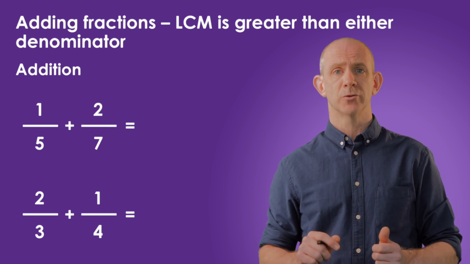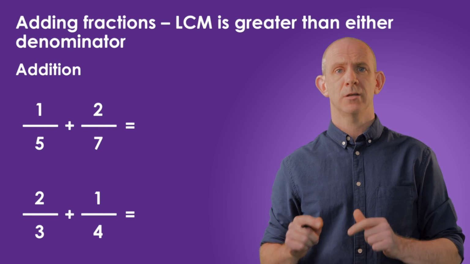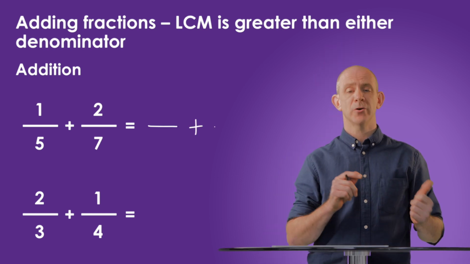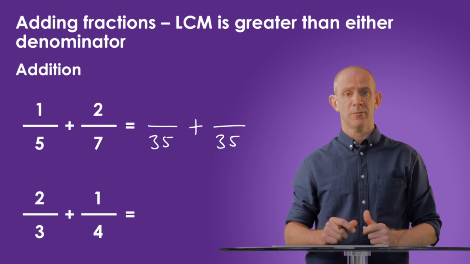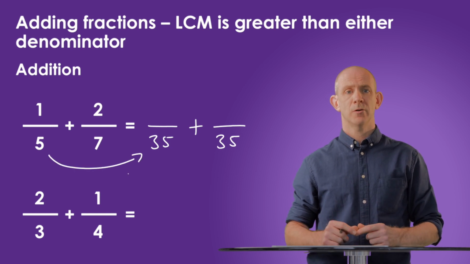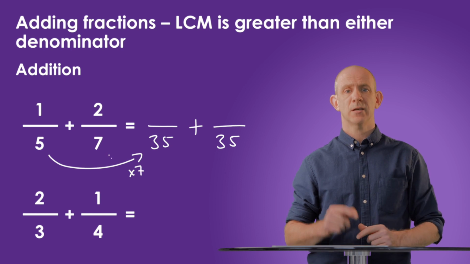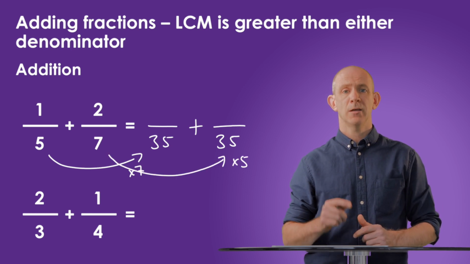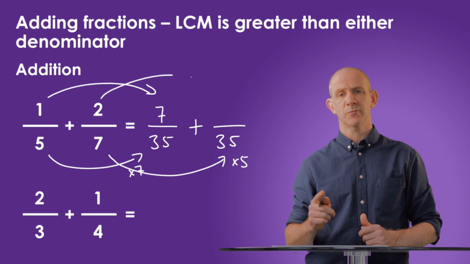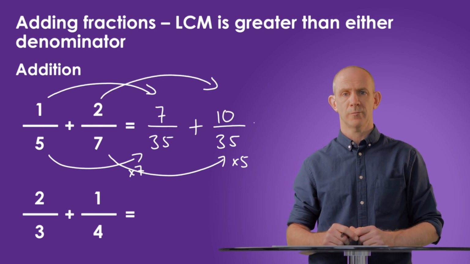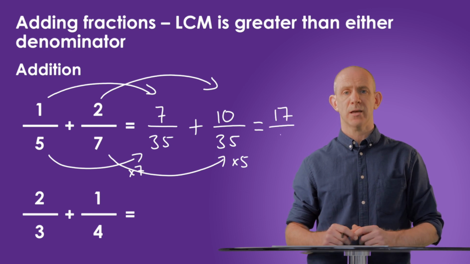Here, the lowest common multiple for 5 and 7 is 35. So we need to convert them both into fractions over 35. 5 times 7 gave us 35, so we times the 1 by 7 to give us 7 over 35. 7 times 5 gives us 35, so the 2 times 5 will give us 10 over 35. We can then add these two fractions together to get 17 over 35.